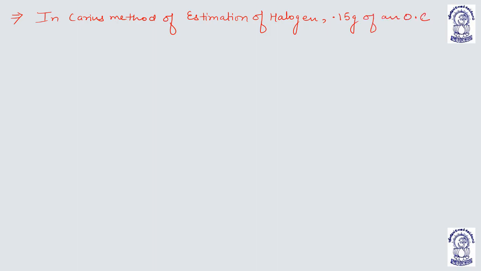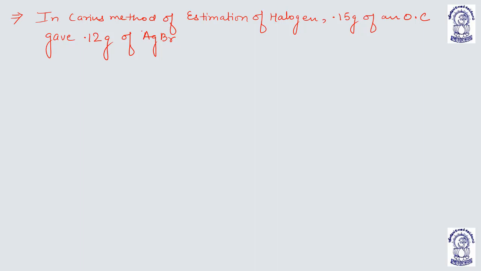Now another question on Carius method. In Carius method of estimation of halogen, 0.15 gram of an organic compound gave 0.12 gram of AgBr. Find out the percentage of bromine in the compound.